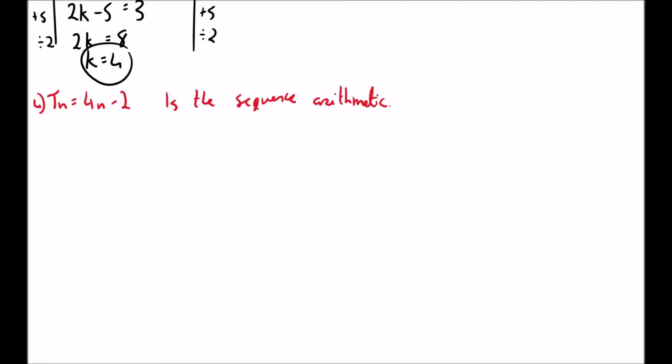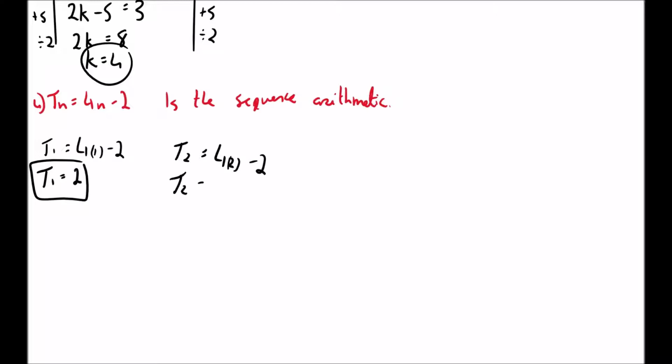And the last one, Tn is 4n minus 2. Is the sequence arithmetic? There is a way of doing this, they show you in the book, it's easy enough, right, but you'll look for a constant. I think an easier way of doing it is just this. Check T1, 4 times 1 minus 2. So T1 equals 4 times 1 is 4 minus 2, 2. Let's try T2. T2 equals 4 times 2 minus 2. T2 is 4 times 2 minus 2 is 6.